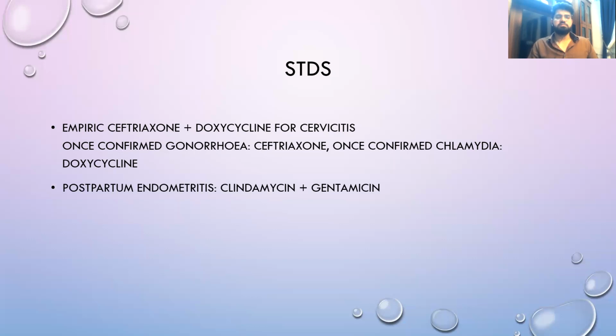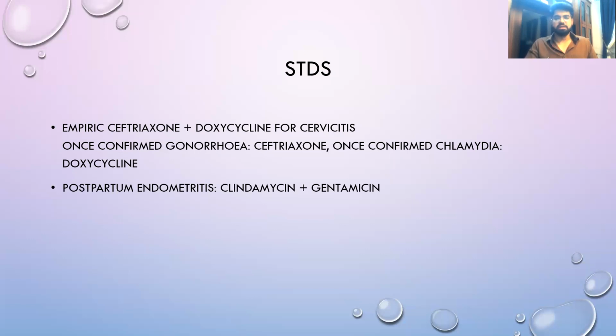Postpartum endometritis, I've included this here. It's not essentially an STD, but I've just included this here. The combination of Clinda and Genta is the classic combination that is used in postpartum endometritis. Slightly different from the combination that we did in neonatal sepsis. It was ampicillin plus Genta, but in postpartum endometritis, we go for Clinda plus Genta.